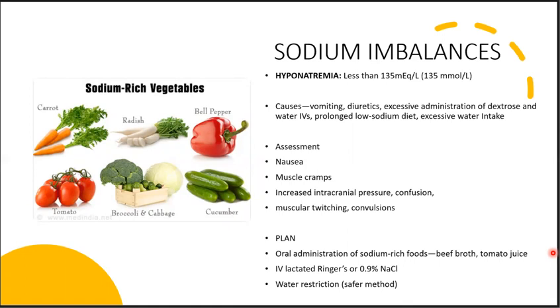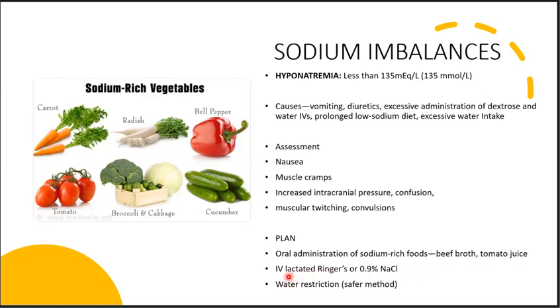So you will see nausea in this client, you will see muscle cramps, there will be increased intracranial pressure, the client will be confused, there could be convulsions and muscle twitching. Our plan for this client would be oral administration of sodium-rich foods like carrots, radish, bell pepper, cucumber, broccoli and cabbage, even tomatoes. We can also give beef broth.